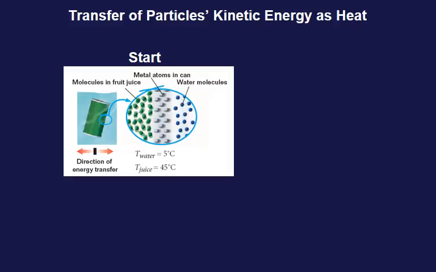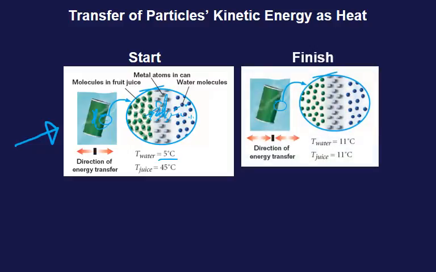So we use this illustration back in our original unit where you've got the can, and the molecules inside the can are moving quick, and then it hits the metal atoms, which move quickly, and then the slower water molecules that are at 5 degrees start to move faster, and then eventually you reach thermal equilibrium where both are at the same temperature.